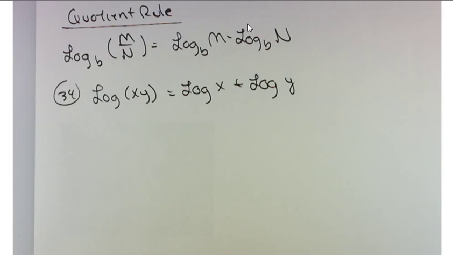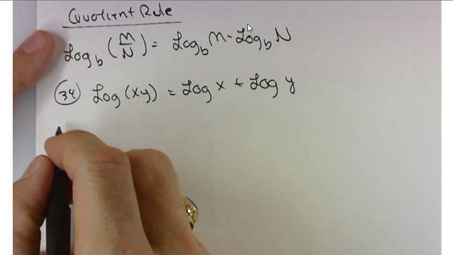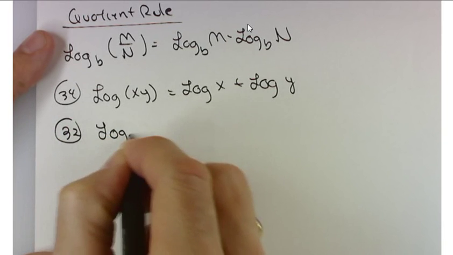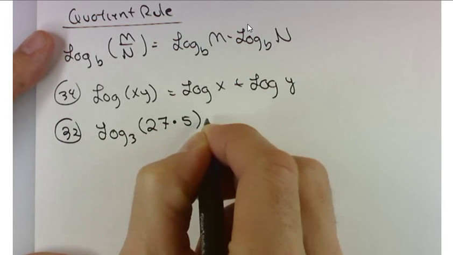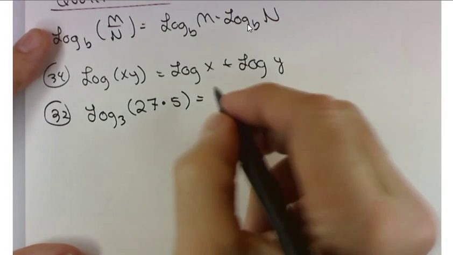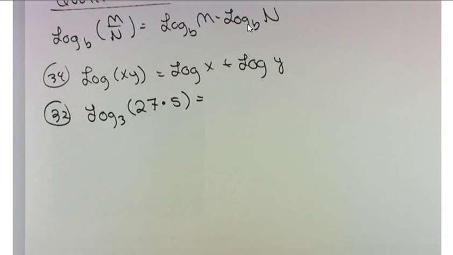Let's try another one like that. Problem number 32. Except this time we've got a base a little bit more interesting. Log base 3 of 27 times 5. So let's see if we can break that up using the product rule.